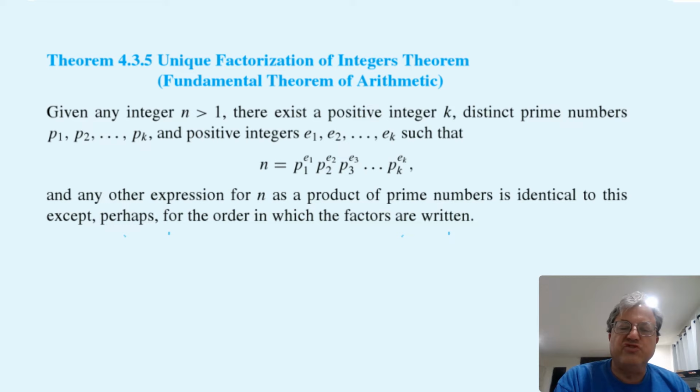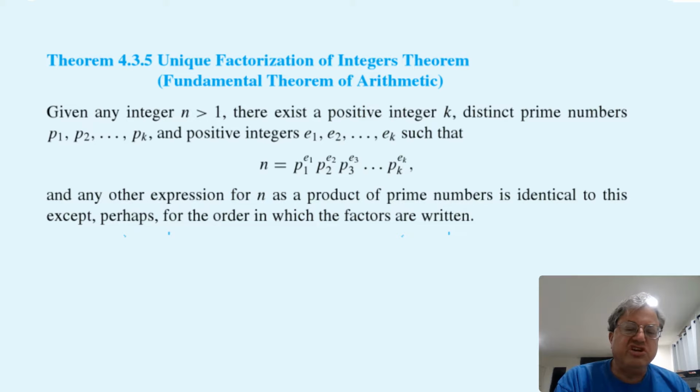P1 is its first prime factor. That's raised to power E1, some exponent, P2 to the E2, P3 to the E3, and so on, up to the last prime, the biggest prime factor, PK to the EK. So pretty remarkable. And so you can kind of think of primes as the building blocks of the positive integers, because there's a unique factorization of every integer into primes.